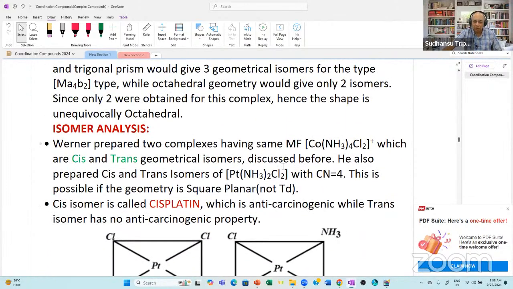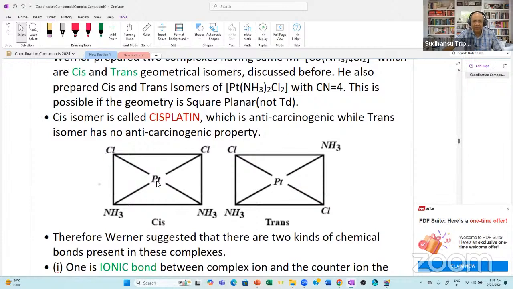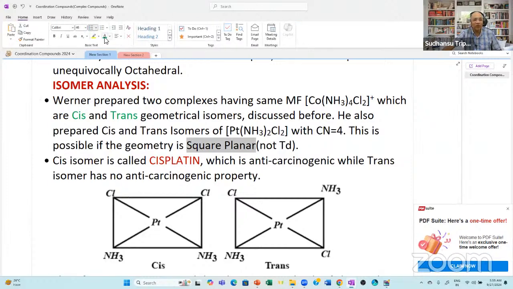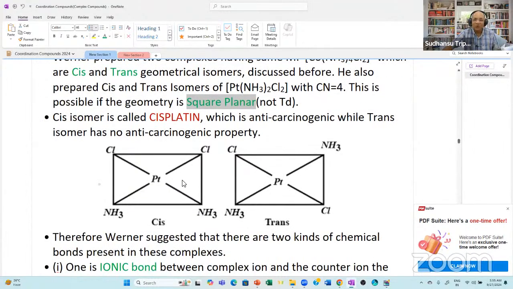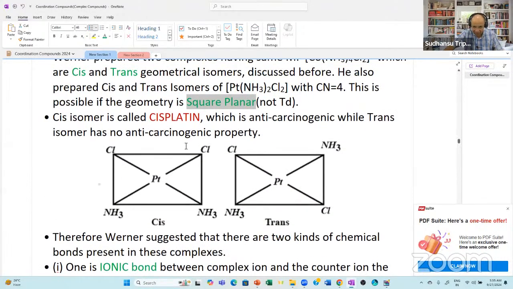This is another isomer analysis. I have already told you. Coordination number 6 category, you have cis and trans. We have already discussed. He also prepared the square planar complex of platinum 2 plus, Pt(NH3)2Cl2, with coordination number 4, and that too square planar complex. We'll be knowing in details why this will be square planar, why not tetrahedral. He prepared two totally different colors. I've not given here the colors. I will tell you on some other day, but they had different property, biological function.